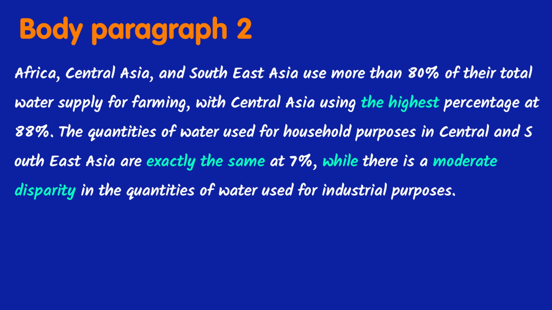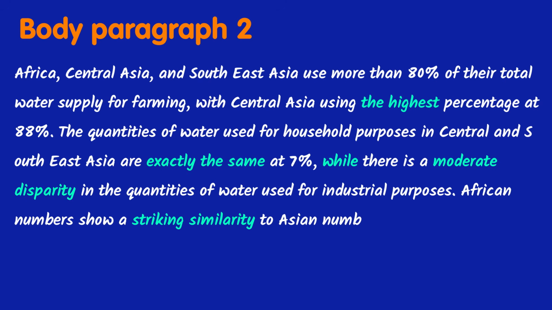So if in analyzing your chart, you come across a chart or 3 or 4 charts that the percentages are kind of the same, but maybe there is 2 or 3 percentages difference. So you can use this phrase, moderate disparity in the quantities of water used for industrial purposes. Now, let's write about Africa. African numbers show a striking similarity, again, comparison I'm using here, to Asian numbers.